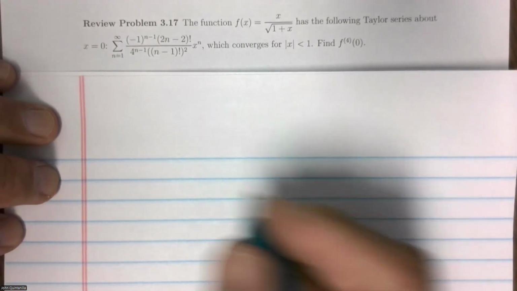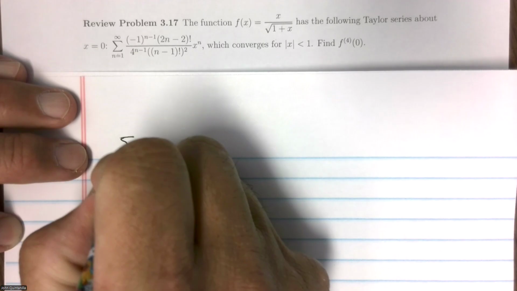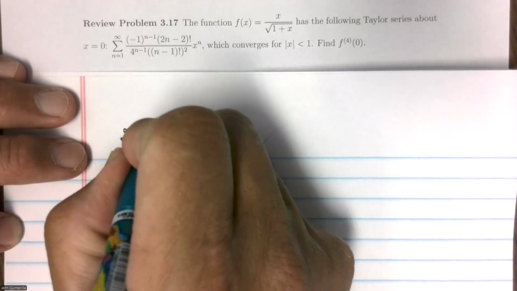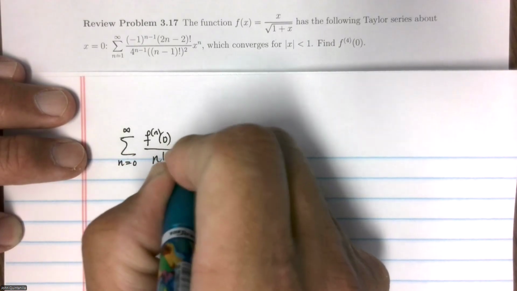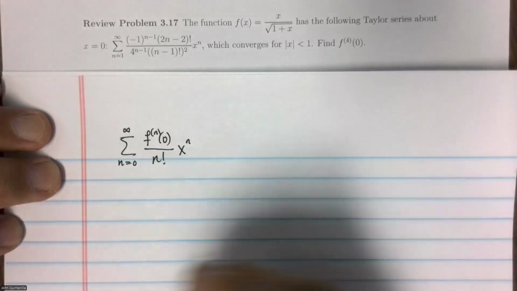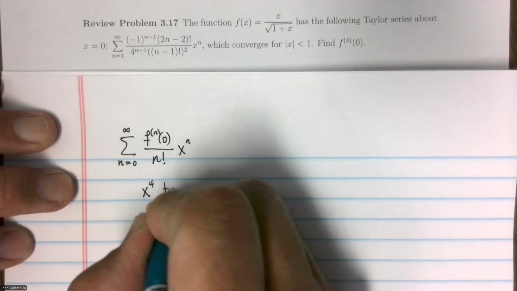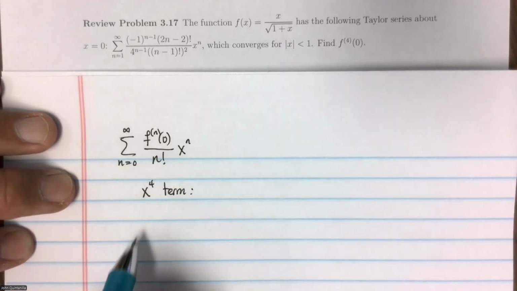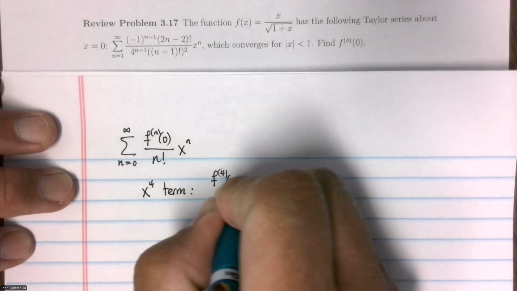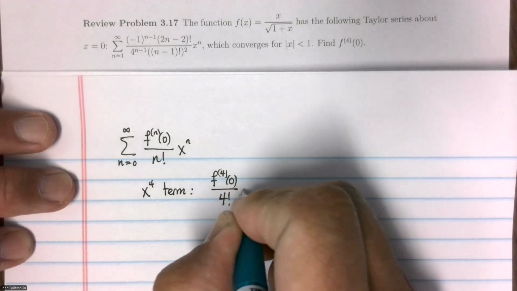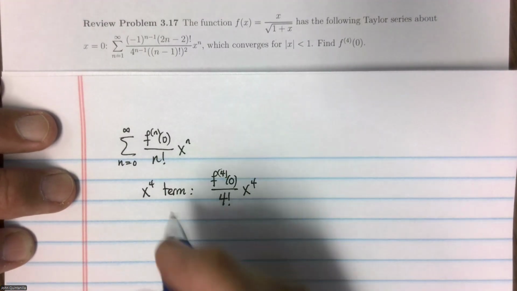Now, the way we're going to do this is that the Taylor series expansion is summation n equals 0 to infinity of the nth derivative at 0 over n factorial times x to the n. Okay, so what is the x to the fourth term? The x to the fourth term from this is going to be the fourth derivative at 0 over 4 factorial times x to the 4. Okay, so that's all well and good.